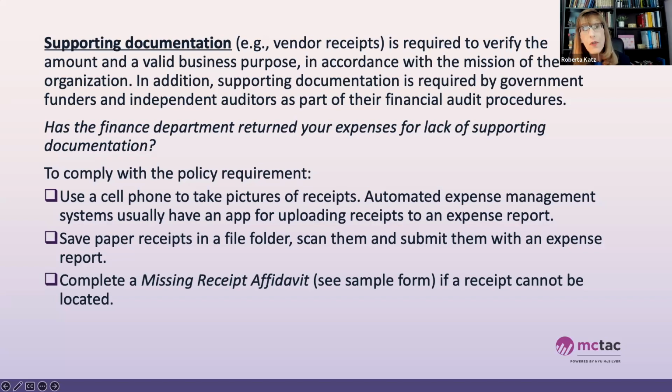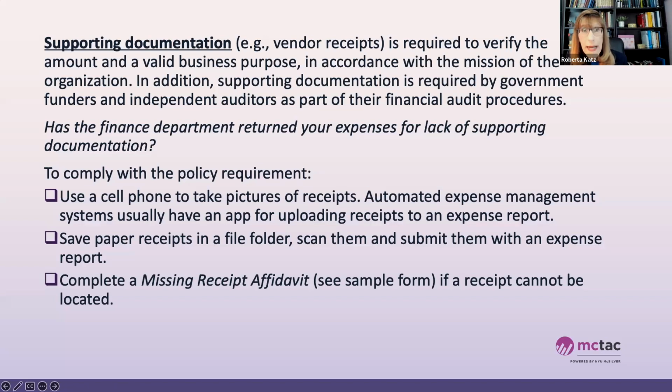In addition, for those of you whose organizations receive government funding, when these funders do an audit of what you've spent the funds on that they've provided to you, they'll request supporting documentation. And the government funders that I have worked with, and I think this applies to most, if not all, government funders, if you do not have proper supporting documentation, they will request that you return the funds to them. Also, if your organization has an annual financial audit, the independent auditors will request supporting documentation as part of their financial audit procedures. So has the finance department returned your expenses for lack of supporting documentation?